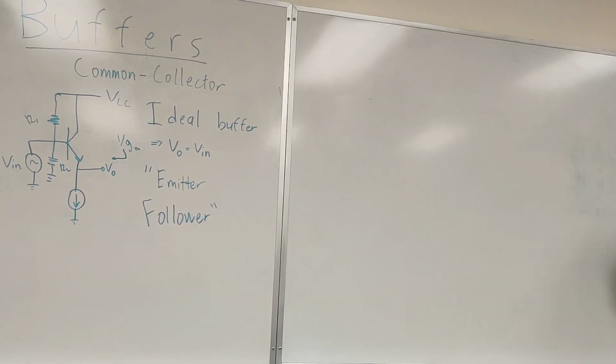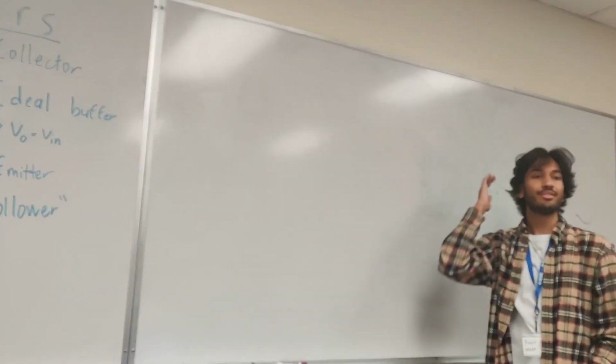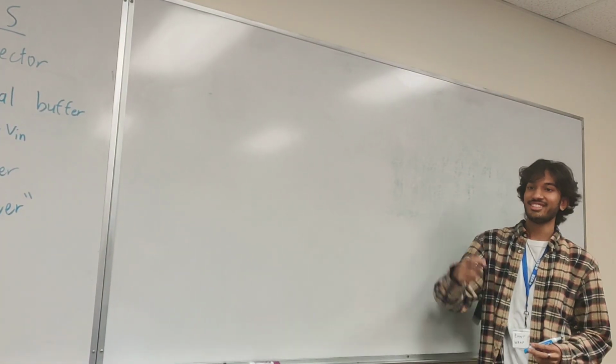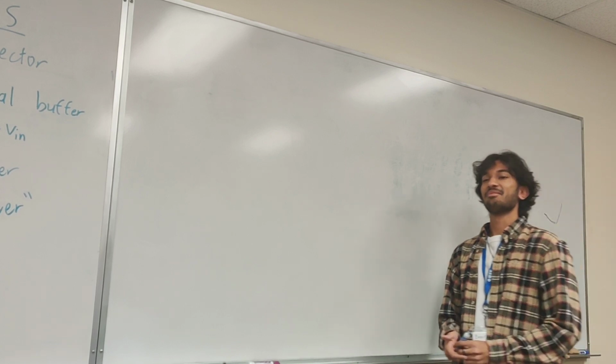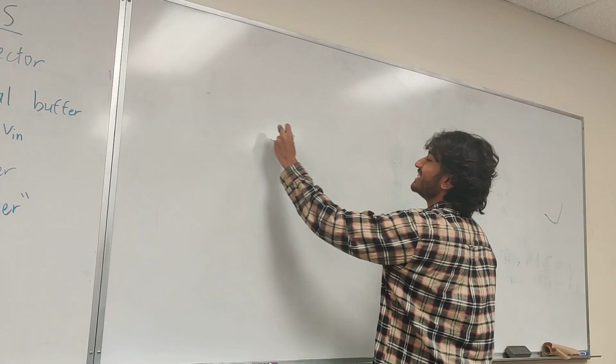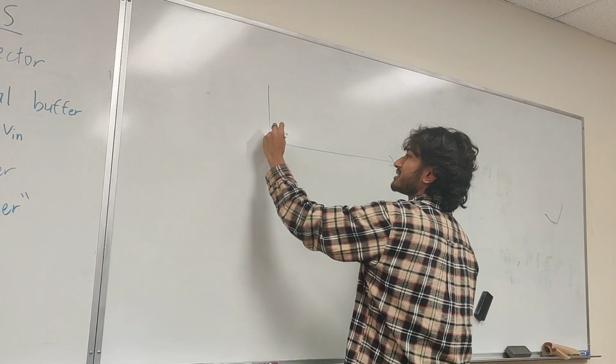So can anyone tell me what a frequency would look like? If you just have a 1 megahertz signal, what does that look like? Benji? What's the name of that? It's a sine wave. Okay, a sine wave, good. Or cosine wave, I don't know. It's a sinusoid.